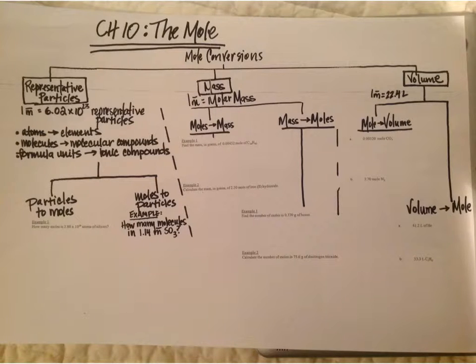Okay, so what we have done is we have discussed this section, so that's done. And now I want to talk about this section, which is mass. There are 3 ways to measure, and so what we're looking at are these 3 ways. The first one was representative particles. There's mass, which is in grams, and then there's volume, which is in liters.